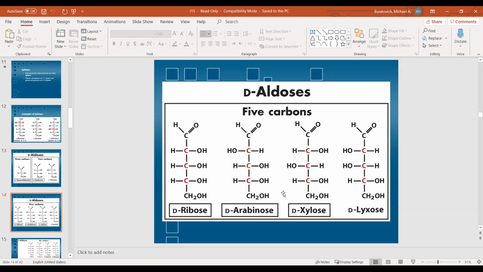Here are the aldopentoses. Ribose, arabinose, xylose, lyxose. You need to know only these. And look here, gang. Same, no. Arabinose is a C2 epimer of ribose. Xylose is a C3 epimer of ribose. You remember the structures.